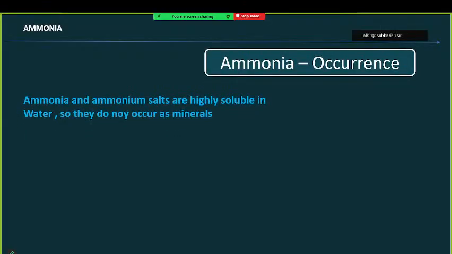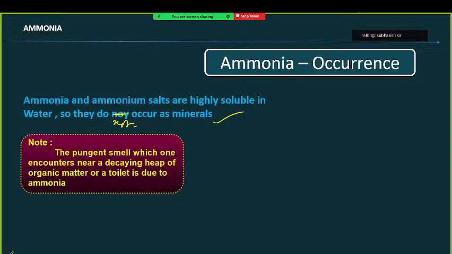Ammonia and ammonium salts are highly soluble in water, and that's why they are not present in minerals, because ammonium salts should not be present in minerals as they are highly soluble. Because they are highly soluble, they do not occur in minerals.